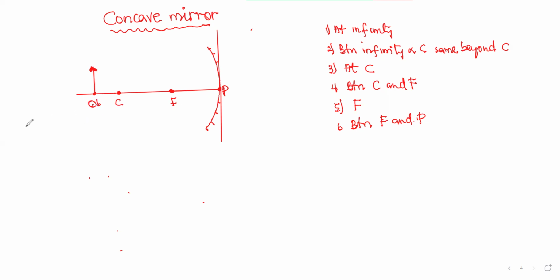All right. So any two of the rules can be used. Any two of them. I want to use a ray of light parallel to the principal axis. After reflection, what must happen? When the ray is parallel to the principal axis, after reflection, what must happen, class?